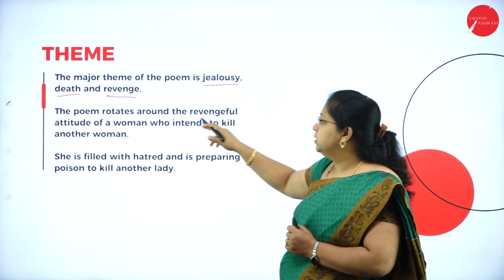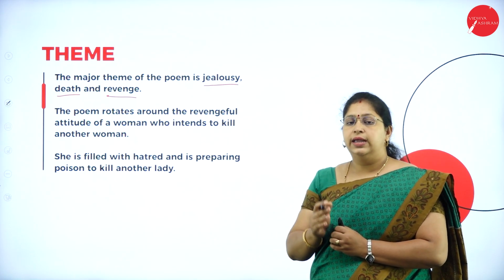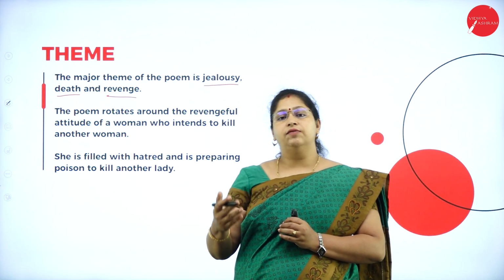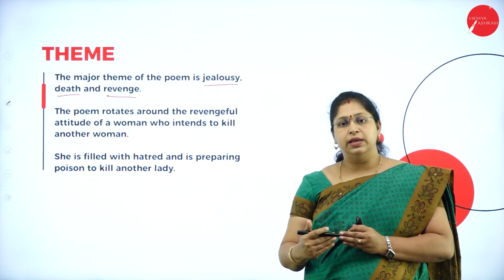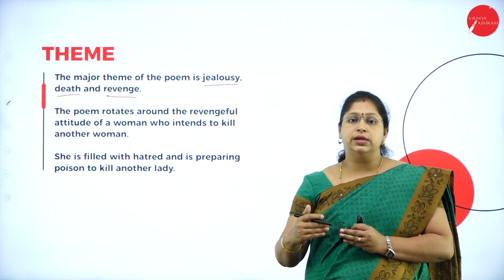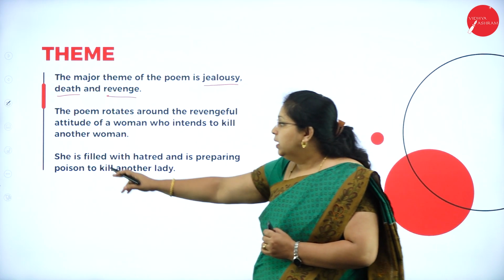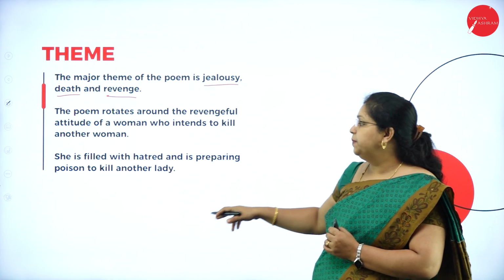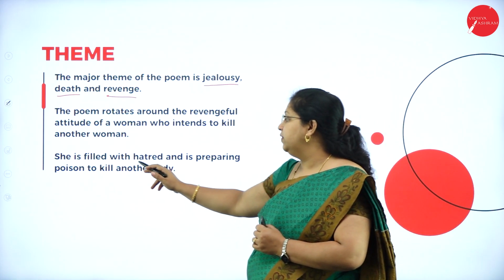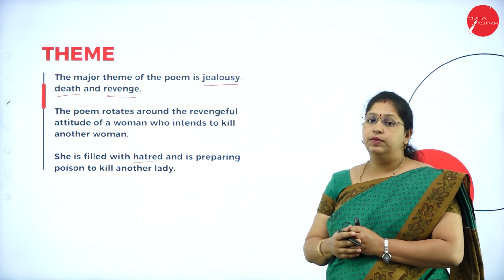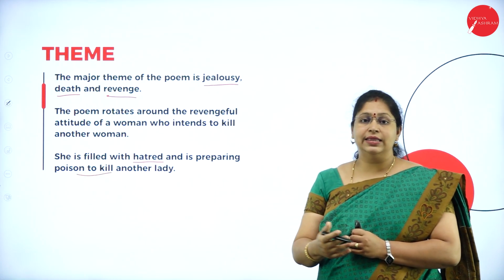The poem revolves around the revengeful attitude of a woman who intends to kill another woman. So, a lady is jealous of the other woman who has taken her lover, and she is trying to take revenge on her. She is filled with hatred and is preparing poison to kill another lady. So, what is happening now? She is completely filled with hatred. She hates that woman. So, what does she do? She is getting poison prepared to kill that lady.